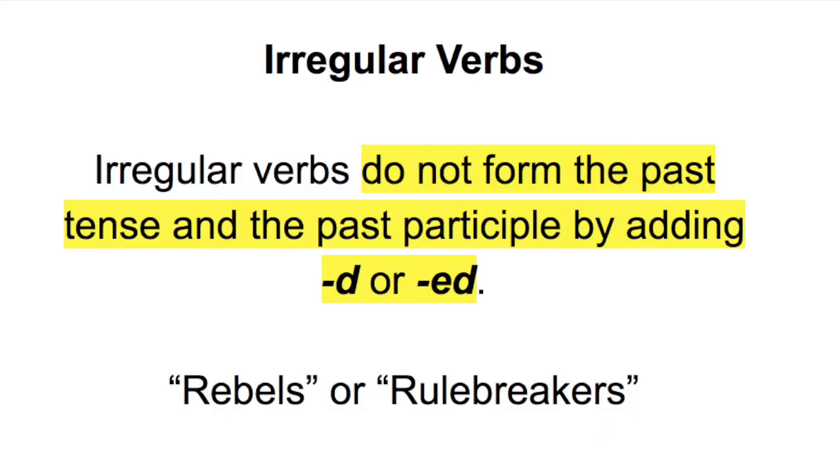All right, guys, let's talk about irregular verbs. Irregular verbs do not form the past tense and the past participle by adding D or ED. So you've been taught all these years that to make a verb past tense, you have to add D or ED to the end of it. Well, irregular verbs are what I like to call rebels or rule breakers because they don't follow the rules. The verb actually changes complete form when we're making the past tense or the past participle.